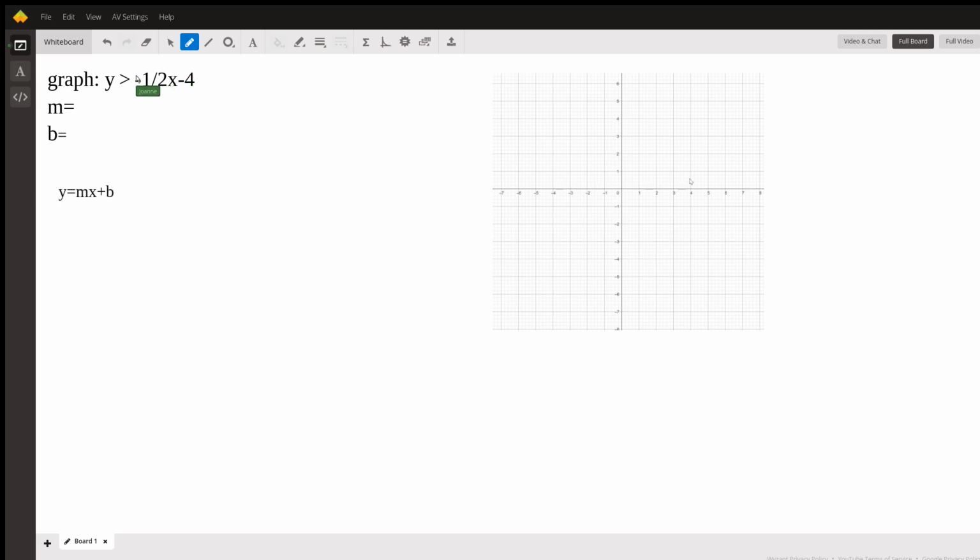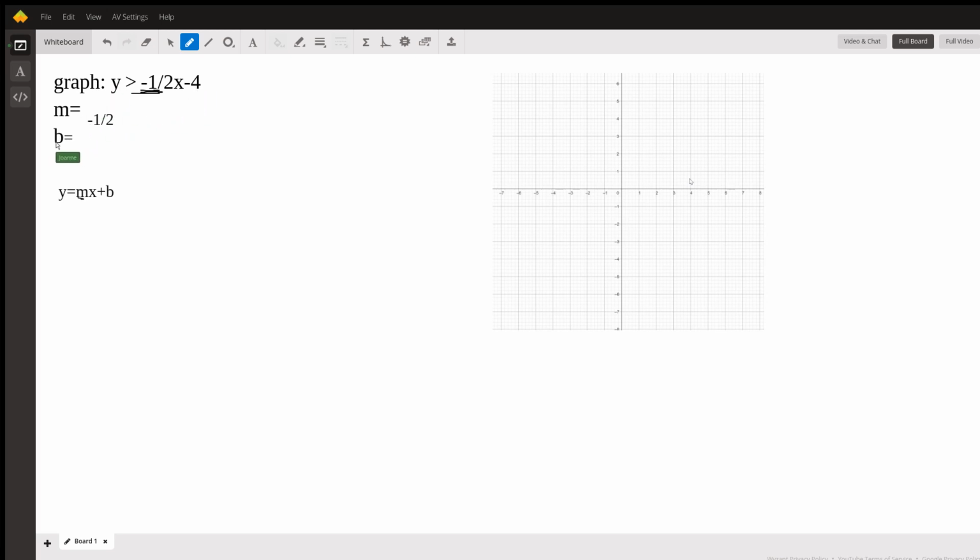Now, the equation that we were given has greater than negative 1/2 x minus 4, but the value for slope is still the value that's in front of the x here. The m here is slope. This is the slope here, negative 1/2. So the value for m here is negative 1/2. That's our slope.